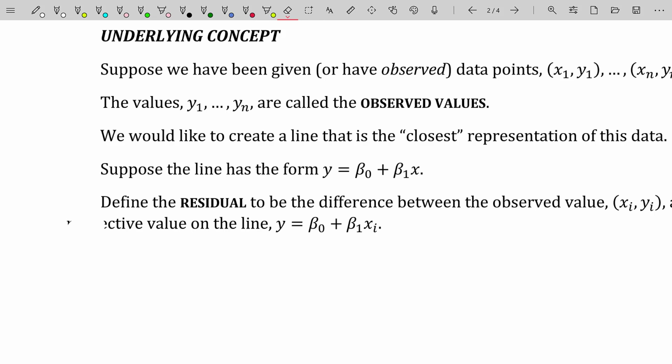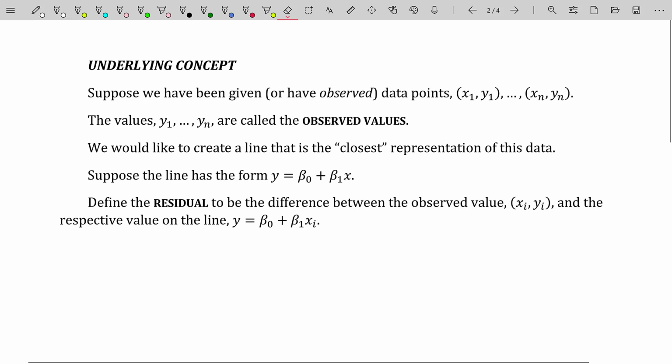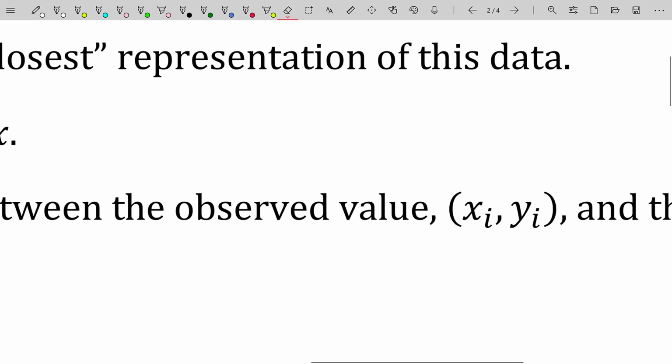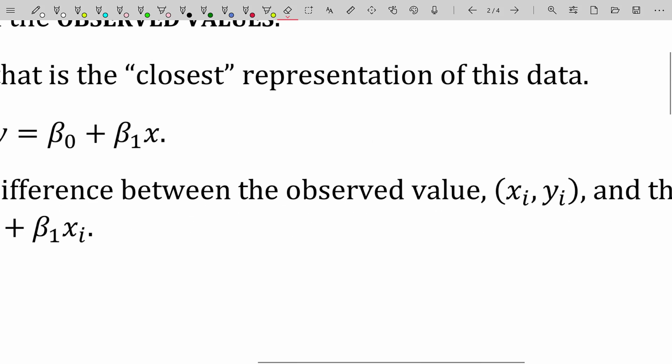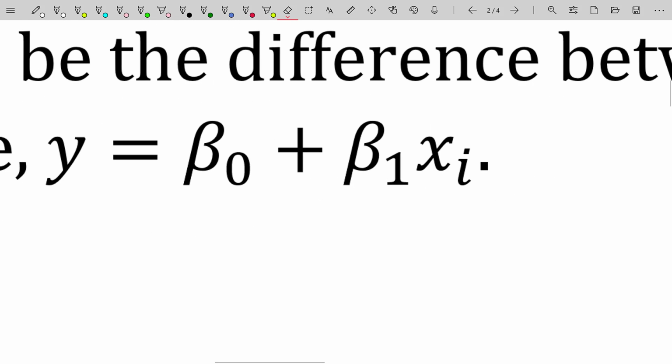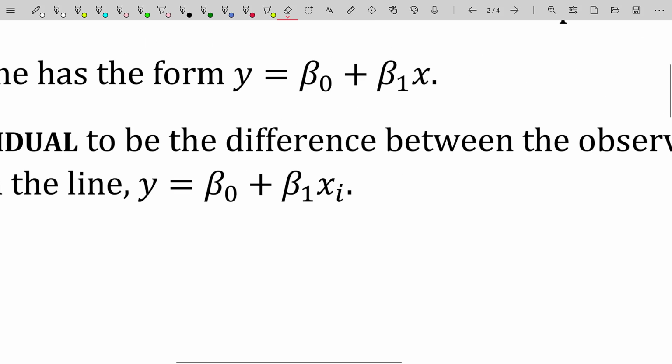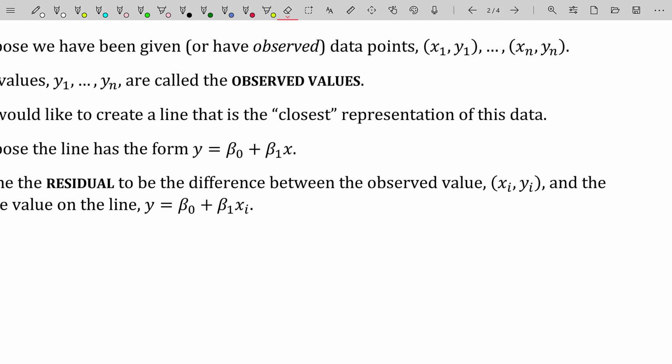Again, we're just defining the residual to be the difference between the observed value, x sub i, y sub i, and the respective value on the line that we've just created, which we don't know at all right now. It's just y equals beta naught plus beta 1 x. Of course, the y value for the corresponding x sub i here is going to be y equals beta naught plus beta sub 1 x sub i. That's the y value associated with x sub i, but our actual observed y value is y sub i.